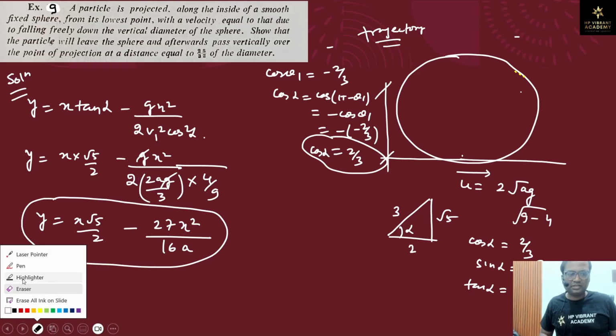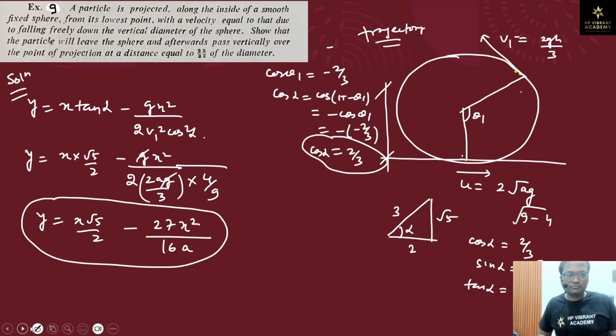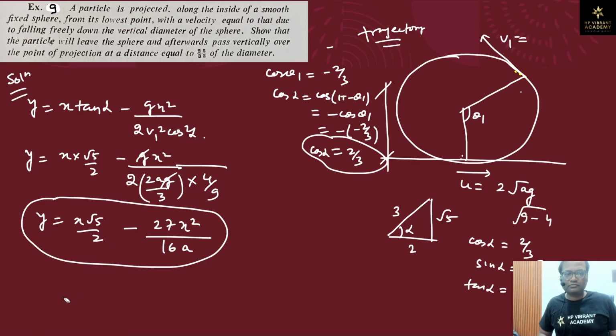At this particular point, let us consider this as theta 1. So here the projectile motion starts. V1 is equal to root of 2ag upon 3. This angle is alpha, this angle is also alpha, where alpha is basically pi minus theta 1. This angle is also alpha. So this distance will be a sin alpha.